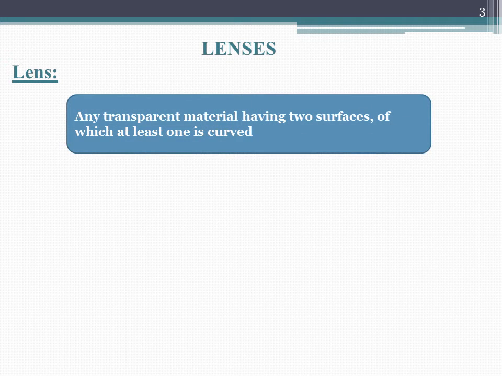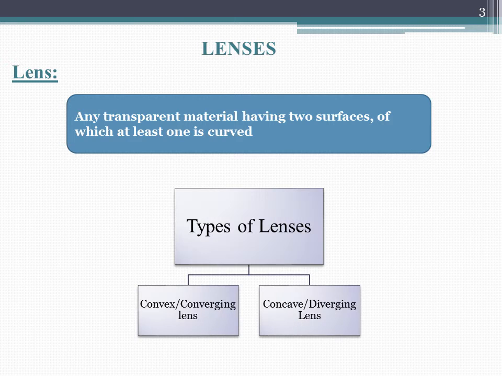Lens is made up of transparent material like glass or plastic having two surfaces of which at least one is curved. Like mirrors, lenses are categorized in two types. One is convex or converging lens and the other is concave or diverging lens. Now let's discuss both these types.